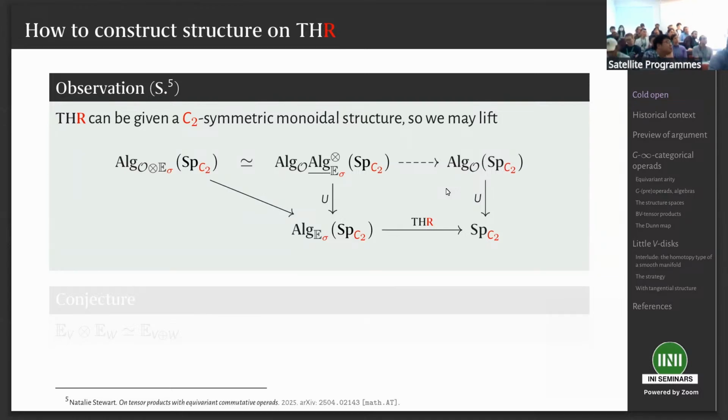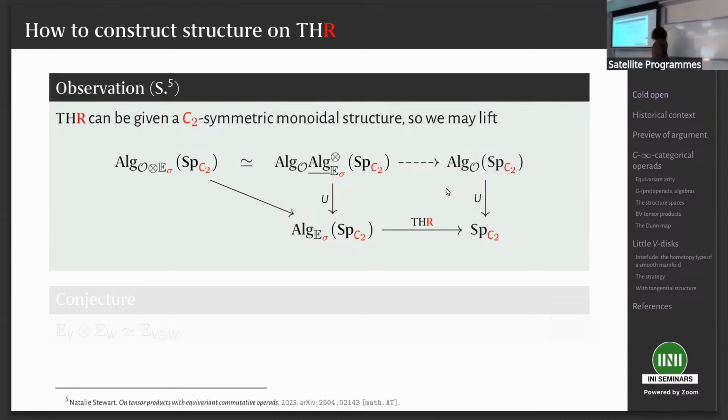And so the question becomes, how do I take Boardman-Vogt tensor products of G operads? Or in particular, how do I tensor something with E sigma? This is exactly the question of how I construct O algebra structures on THR.